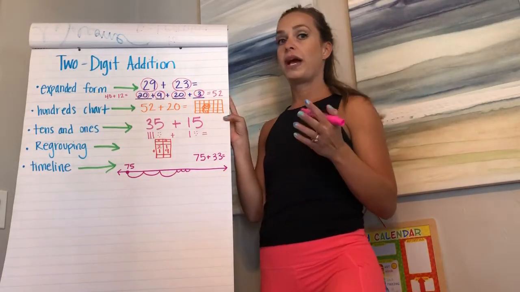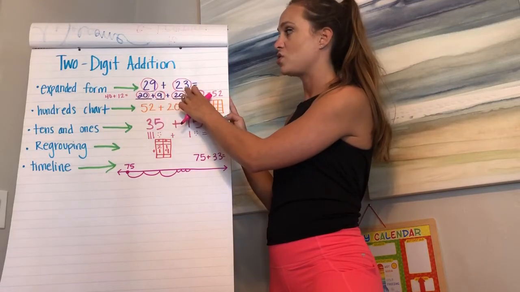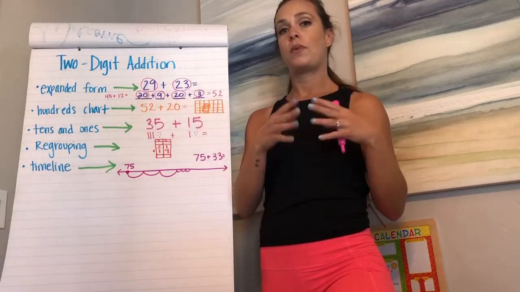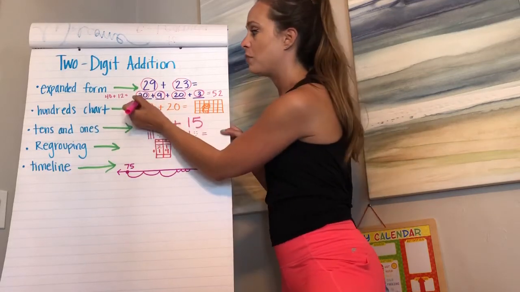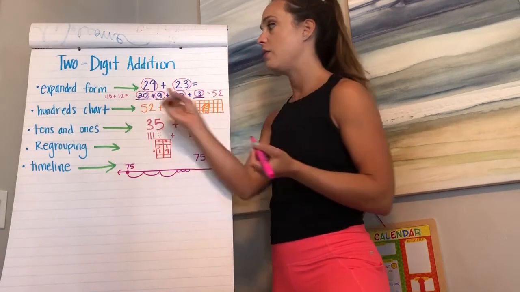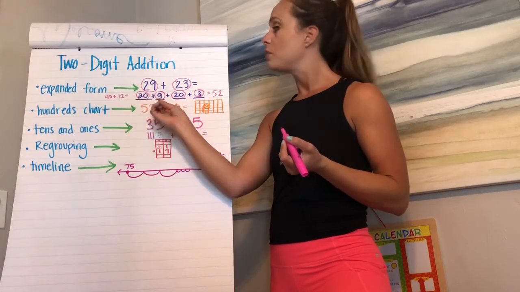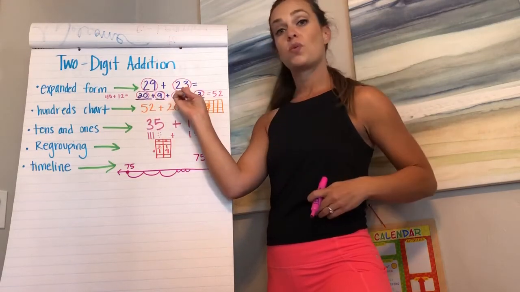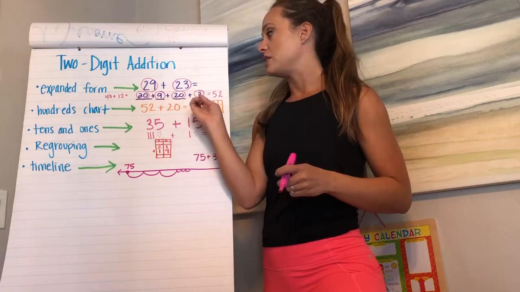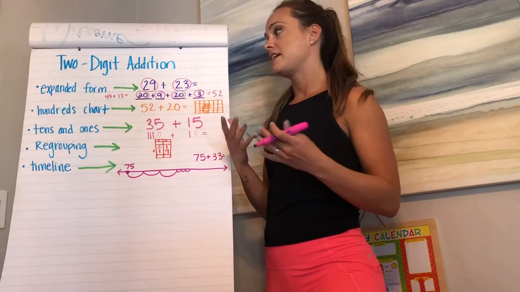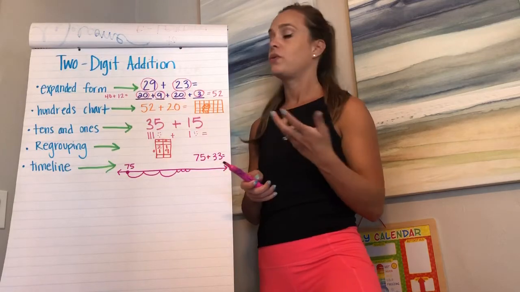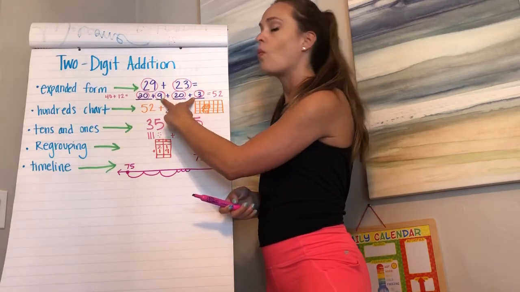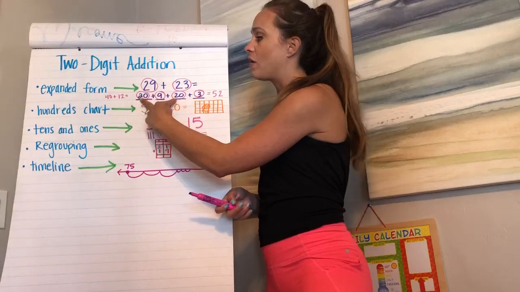Expanded form. So if we were to have the equation 29 plus 23, we would be breaking it apart into tens and ones. We're going to start with our first number, 29. If we break it apart into tens and ones, it would give us 20 plus 9. We're going to do the same thing with 23, which is going to give us 20 plus 3. The next step after we have shown the expanded form is we are going to add our ones and then add our tens.